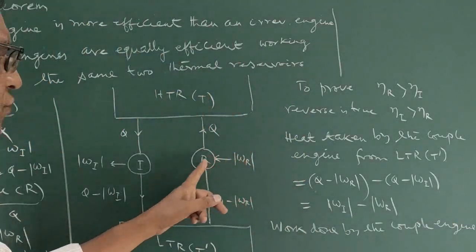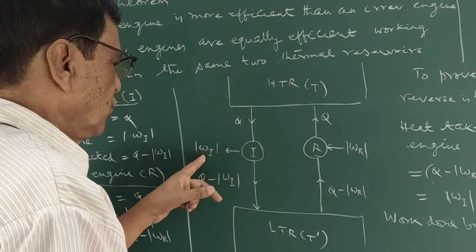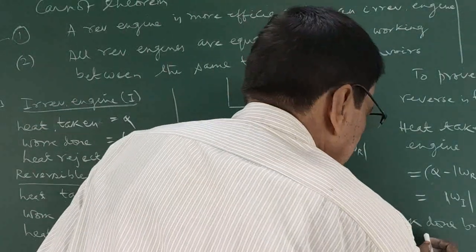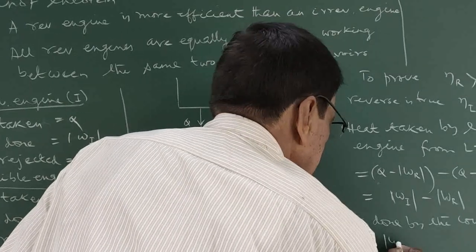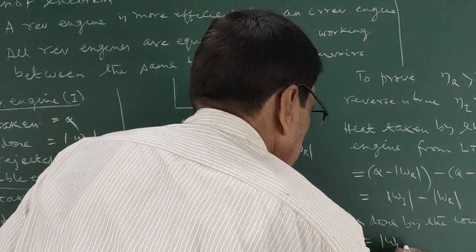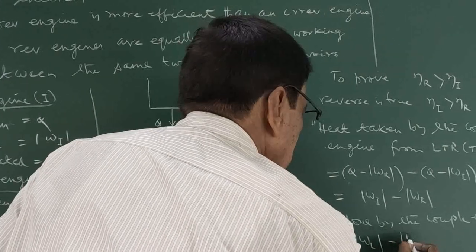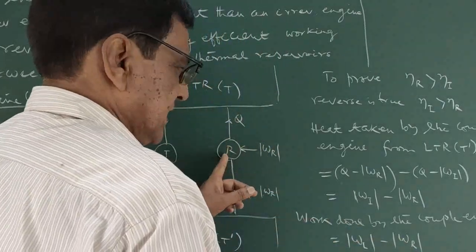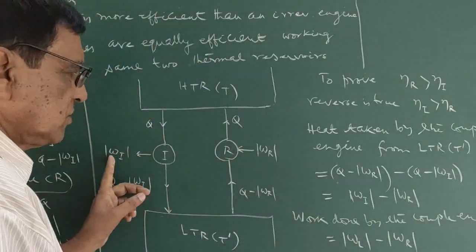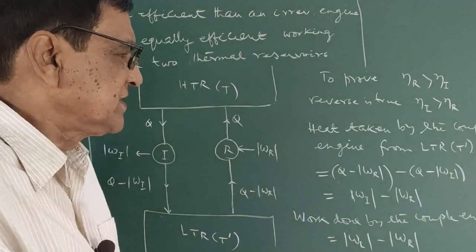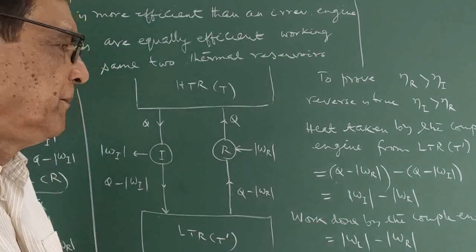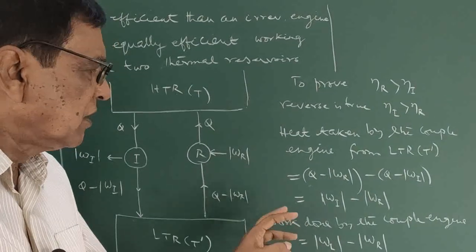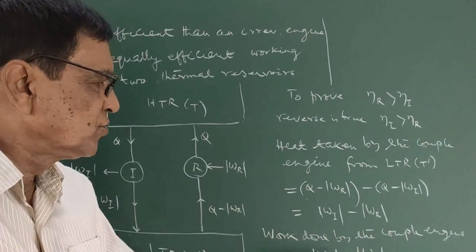Here this amount of work is given, this amount of work we obtain. Then it will be equal to modulus WI minus modulus WR. This amount of work is given and this amount of work we have obtained. So the conclusion coming up is that the amount of heat taken is equal to the amount of work done by this coupled engine also.